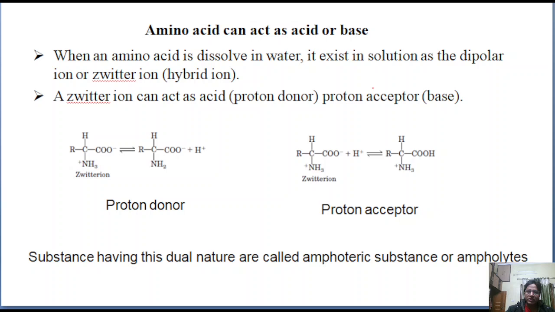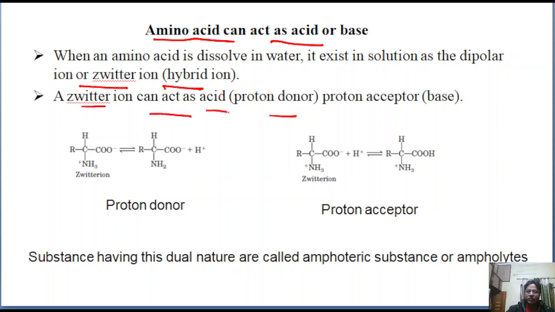So amino acids can act as an acid or a base. If you dissolve an amino acid in water, it can exist in the solution as a dipolar ion, also known as a Zwitter ion. This term is taken from the German word meaning hybrid ion. So a Zwitter ion can act as an acid or a base.